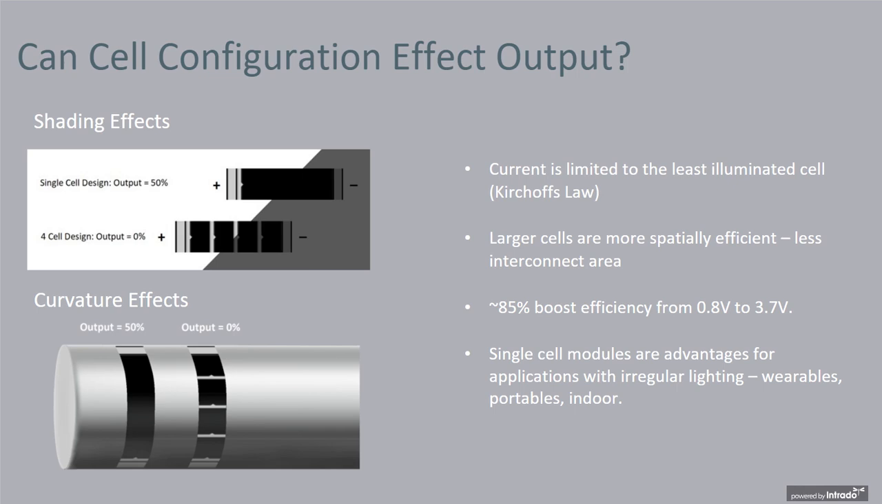It's also worth noting that larger cells are more spatially efficient since they don't need that interconnect area. Every time you add a cell, you're adding dead area where the PV has to interconnect. The boost efficiency of a single cell is going to be lower than a multi-cell, but it does offset a little bit from that spatial efficiency. And for certain applications, you have to go with the single cell. There's no question. So that 85% is still pretty good.